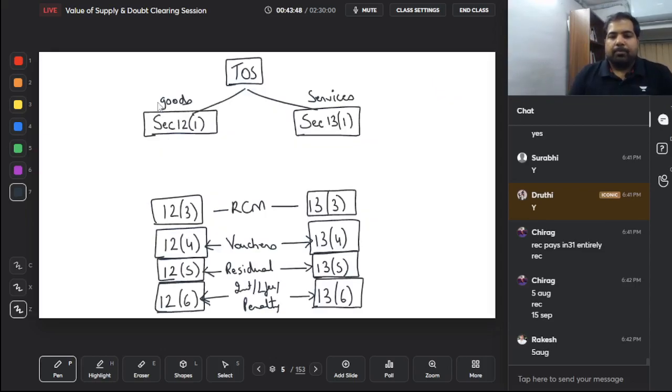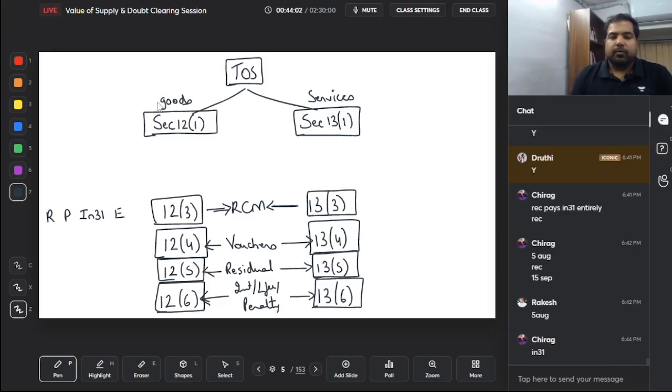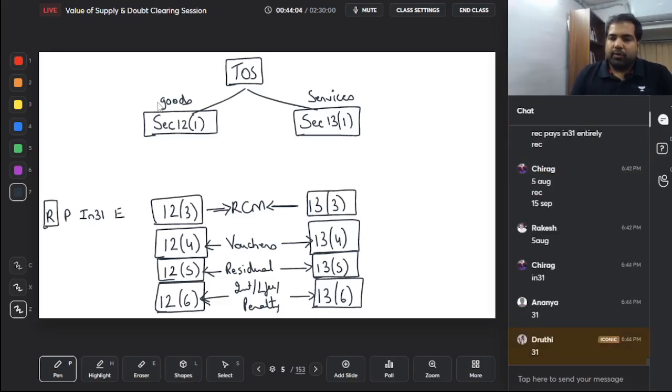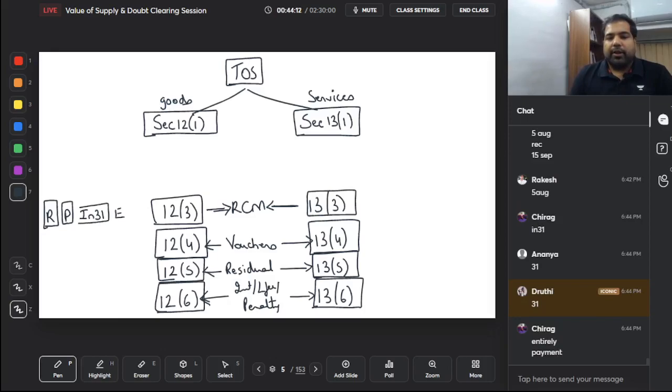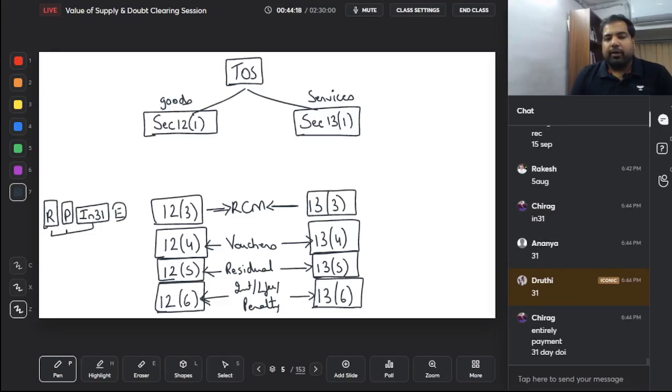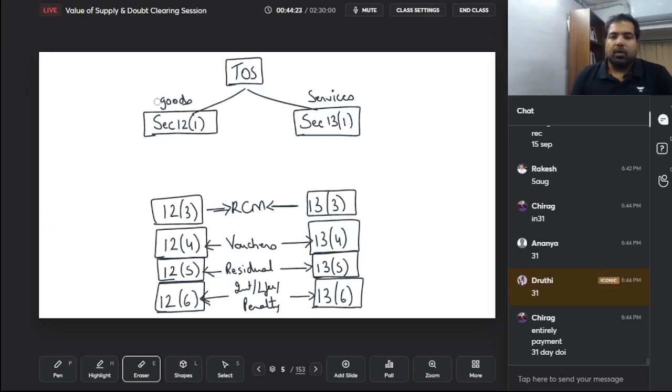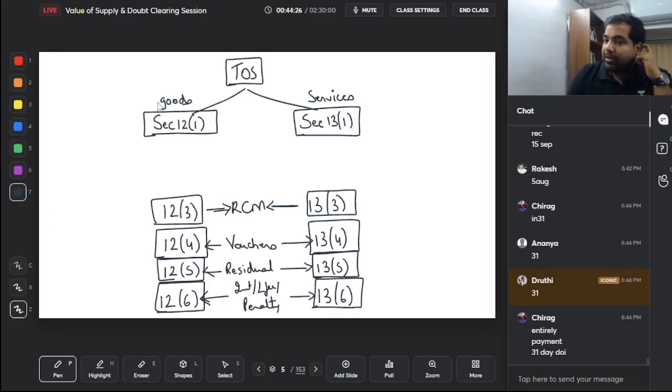Repeating, guys, we are looking at 12.3, and please tell me the shortcut for 12.3. Recipient pays in how many days? In 31 entirely. Date you received the cashews, date you made the payment in the books of accounts or bank account, whichever is early, 31 days from the date of invoice, and if all these 3 are not available, only then the date of entry in the books of accounts. So this is 12.3. Now let's go to 13.3, guys.